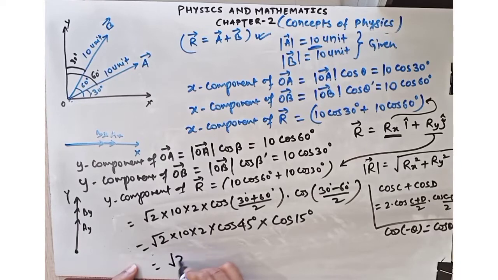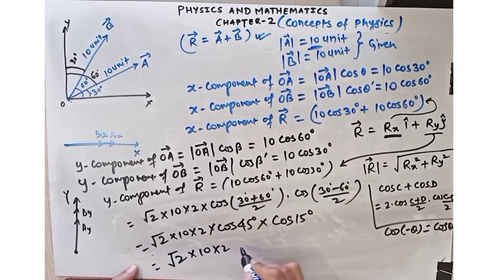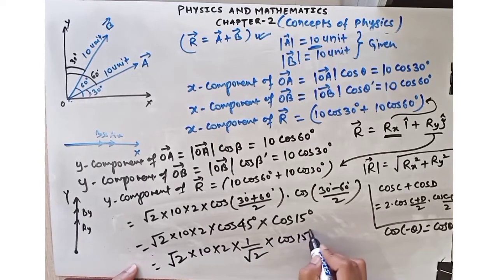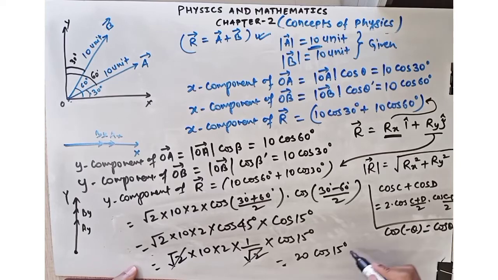Fine, so let me put in the value, 10 into 2 cos 45 degrees, 1 upon root 2, into cos 15 degrees, correct? So these two values will be cancelled, and 10 into 2 is 20 cos 15 degrees. So the magnitude of the resultant would be 20 cos 15 degrees units. We can find the final value by putting the cos 15 value here, but it is not required.